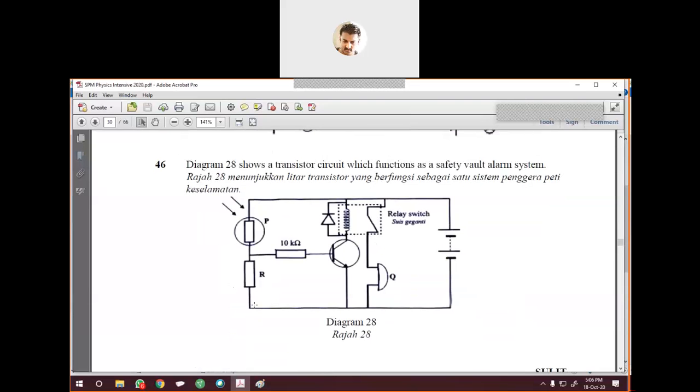Okay, transistor is also known as... You must tell people it's known as an automatic switch. Remember Saturday I told you, guys, transistor is also known as an automatic switch. That means it's an automatic switch based on circumstances.